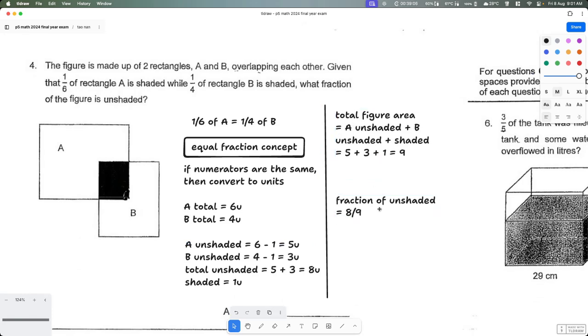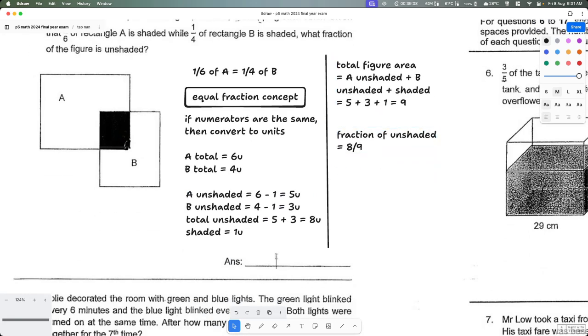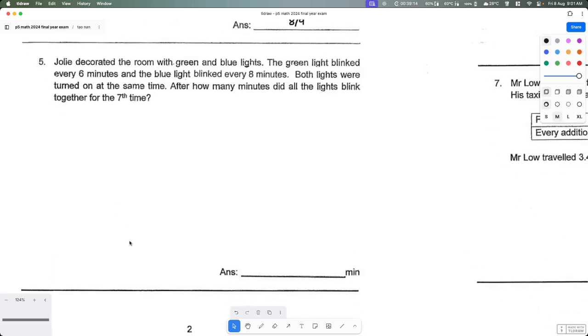Yeah, the first few questions are already really challenging. Hopefully the other questions are better. Let's move on to the next question. Question number 5. Jolly decorated the room with green and blue lights. The green light blinked every 6 minutes, while the blue light blinked every 8 minutes. Both lights were turned on at the same time. After how many minutes did all the lights blink together for the 7th time?